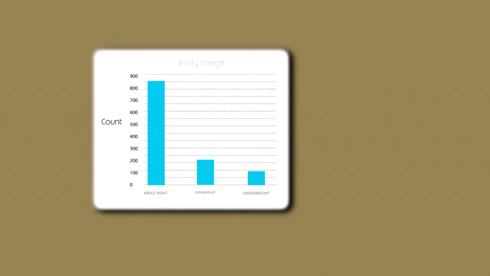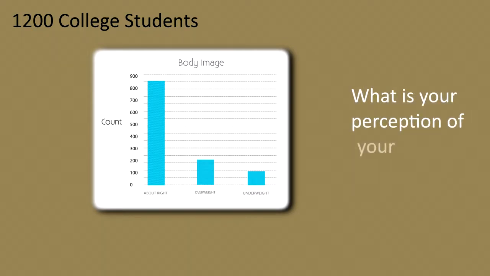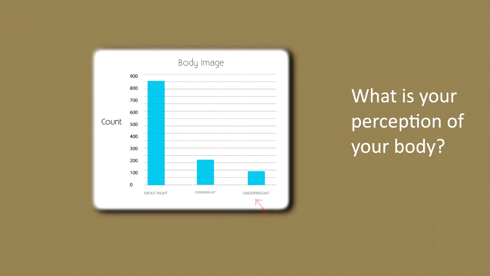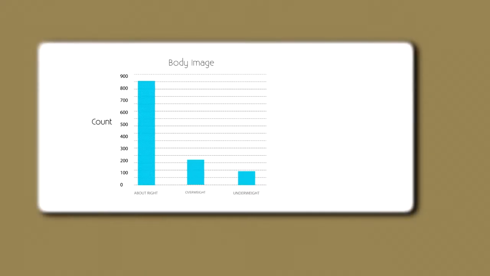Bar charts are most commonly used to examine the distribution of individual variables. Here we show the distribution for the random sample of 1,200 U.S. college students who were asked, "What is your perception of your own body?" In this bar chart, the X, or horizontal axis, includes the three response categories: underweight, overweight, and about right.